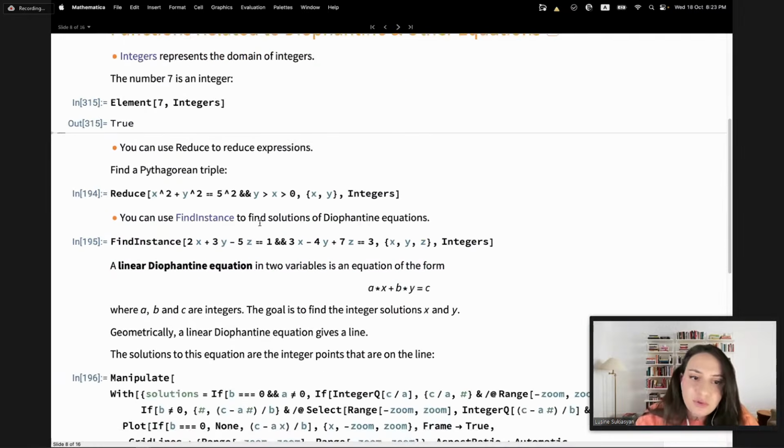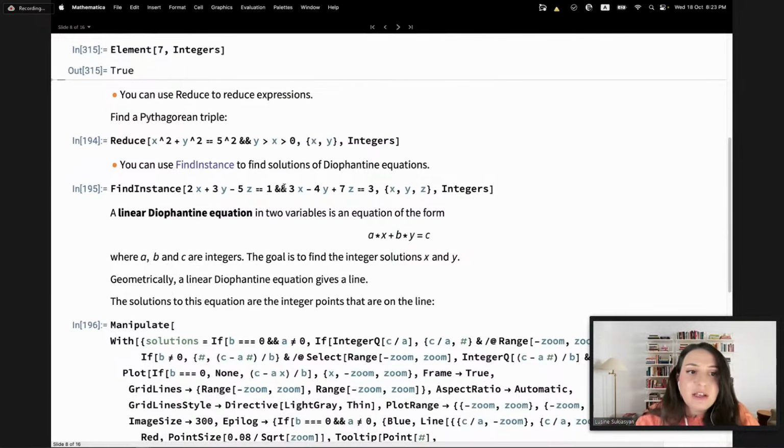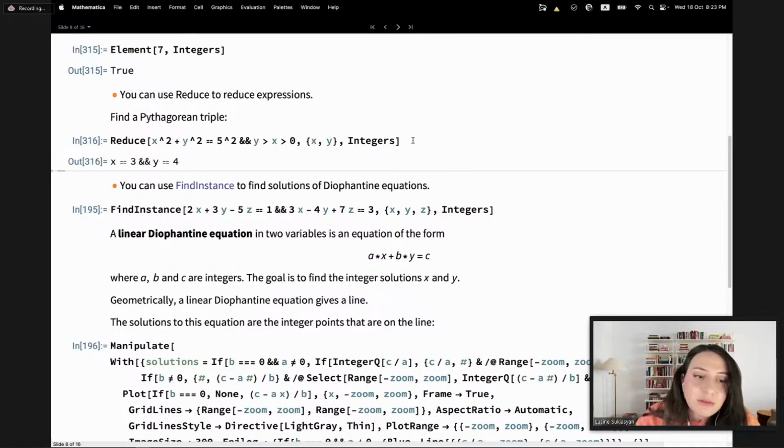Or you can use Reduce, that we talked about, to reduce expressions. For example, this is x squared plus y squared equals 5 squared. That is a Diophantine equation, and we want to solve it over integers. And what do we get? We get results, 3 and 4, that's the solution, and actually 3, 4, 5 is a Pythagorean triple. So basically we just found a Pythagorean triple.